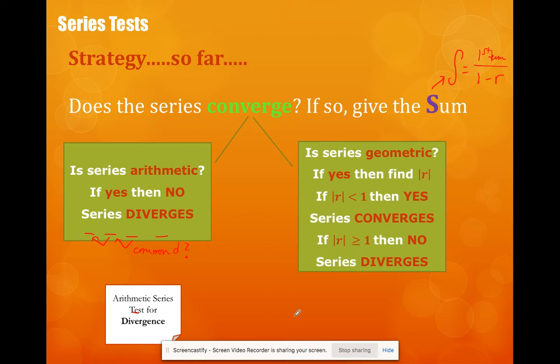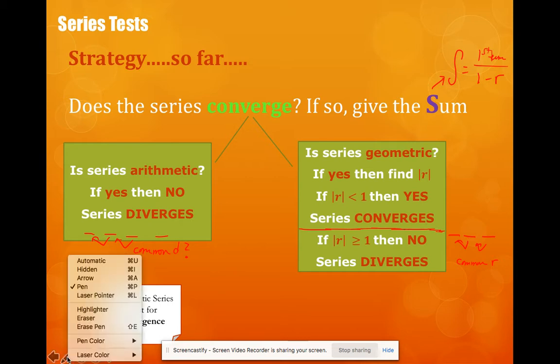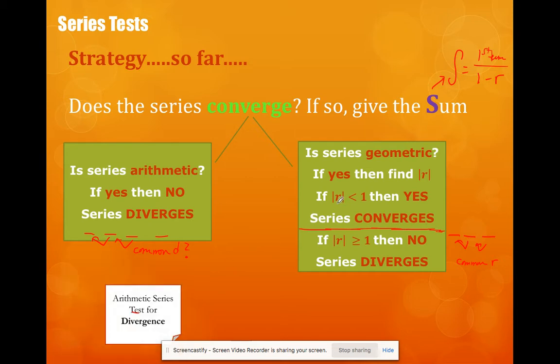However, if you look at your series and find that it is geometric, in other words, you look at the terms and you divide the term by the previous term that came before it, and you get a common ratio, then you have a geometric series, and the geometric series test for convergence is identify that r, and if that common ratio, absolute value of, is strictly less than 1, then you converge. Otherwise, you fail the geometric series test for convergence when your common ratio is greater than or equal to 1 and your series diverges.